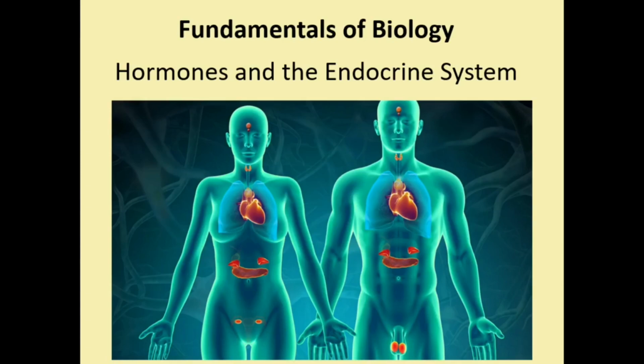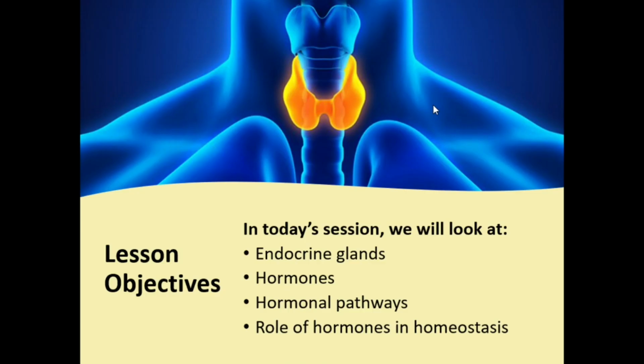Hello there. Welcome to Fundamentals of Biology, where today we're going to be talking about hormones and the endocrine system. During this session, we're going to be having a look at endocrine glands, and these are the glands around the body that actually produce and secrete hormones. And then we're going to focus on the different types of hormones, specifically that humans produce.